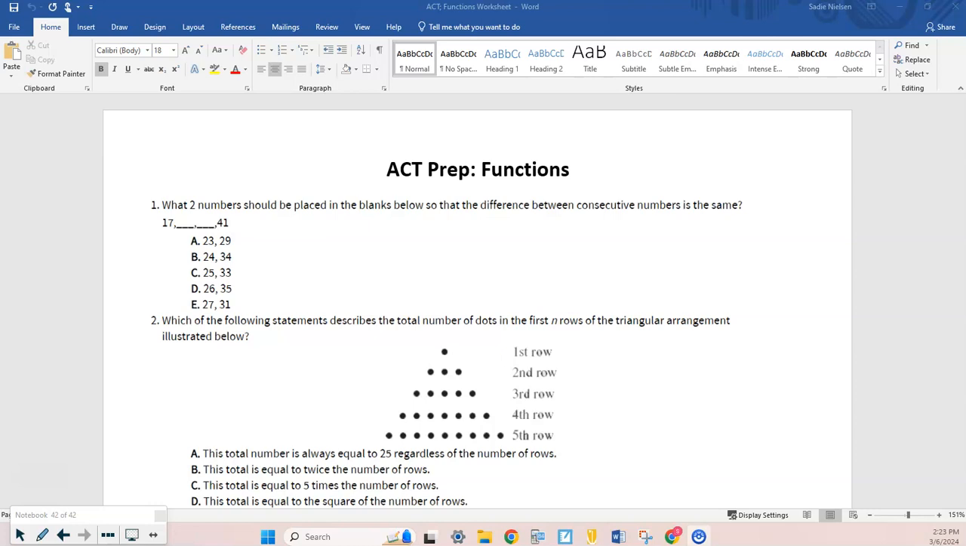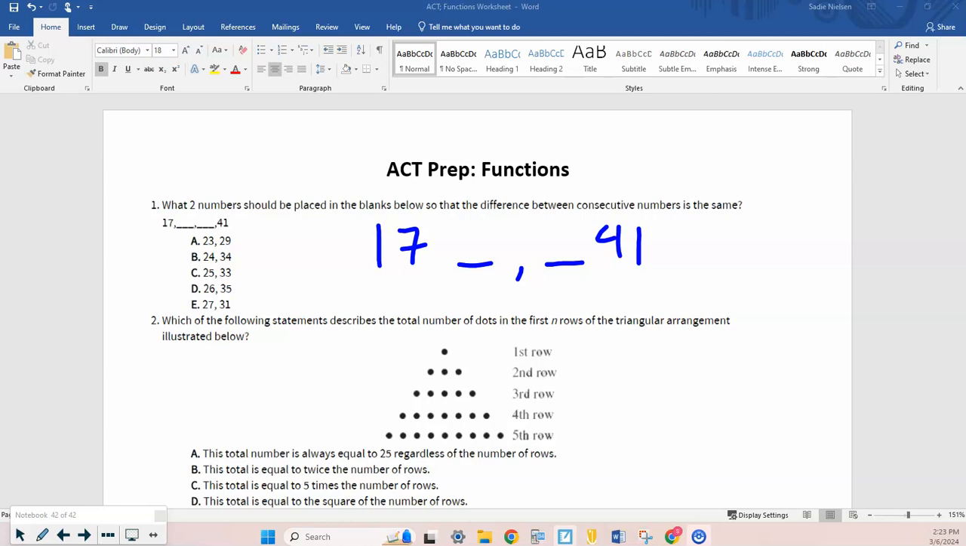It says, what 2 numbers should be placed in the blanks below? So the difference between consecutive numbers is the same. Now, what's happening here is it gives you a starting point of 17. And it gives you an ending point of 41. And you have 2 gaps you need to fill in the blanks for right here, okay? So what you're going to want to do is find the difference between 41 and 17, okay?